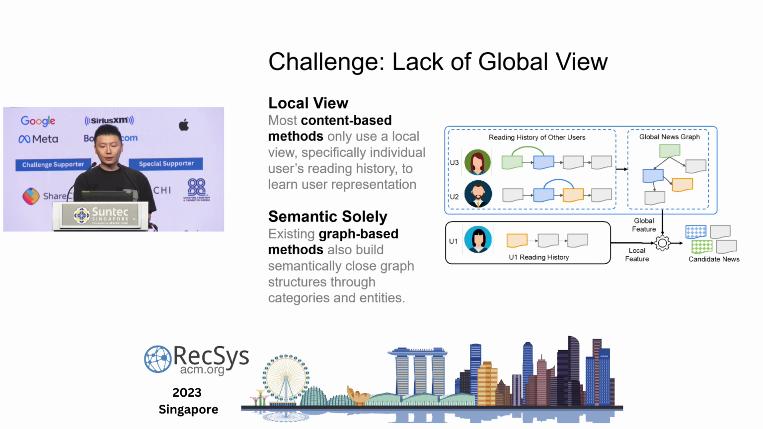However, some hidden connections might require a global view to uncover. As shown in the figure, user 1 has read the orange news. According to traditional methods, we might only recommend news closely related to the orange ones, but through a global news graph, we can discover hidden links between orange, blue, and green from the histories of user 2 and user 3. This allows us to recommend news related to the blue and green to user 1.